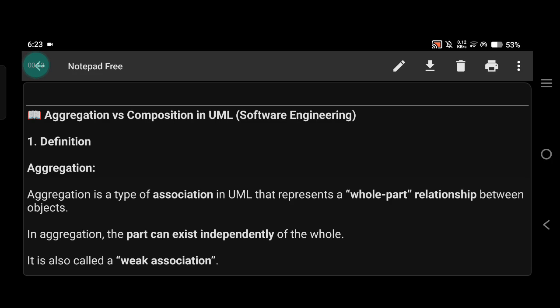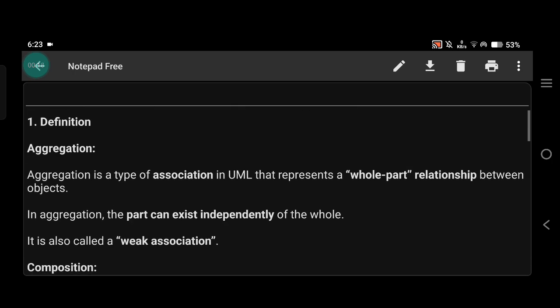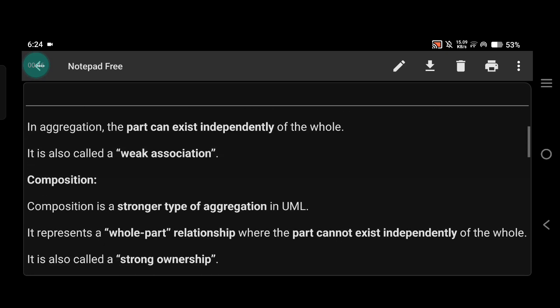Okay, so first is what is aggregation. Basically, aggregation is a type of association in UML that shows a whole-part relationship between objects. A whole-part relationship means one object is made up of other objects. In aggregation the part can exist independently of the whole. So basically aggregation is also called a weak association.